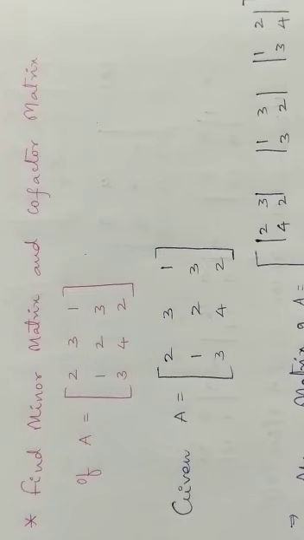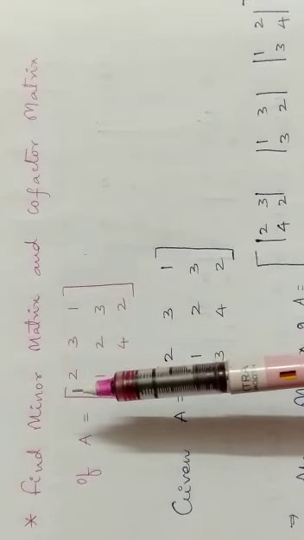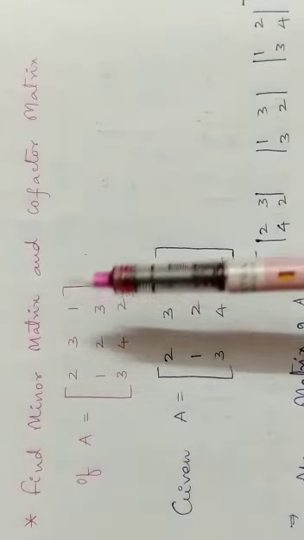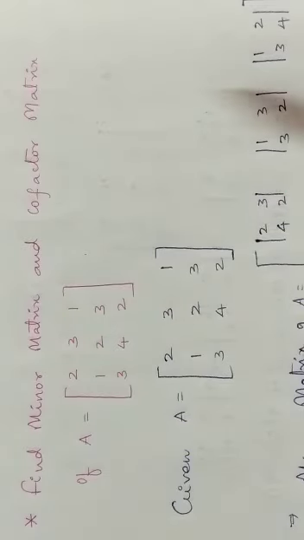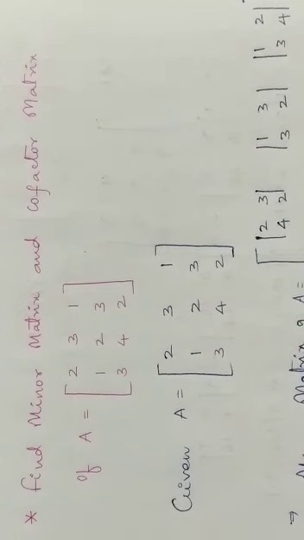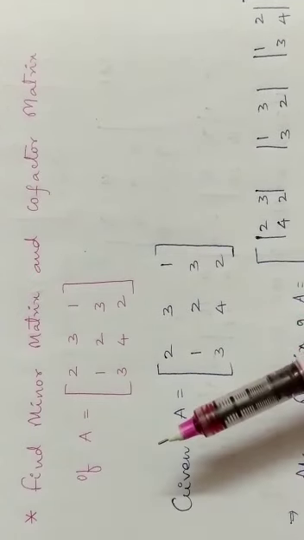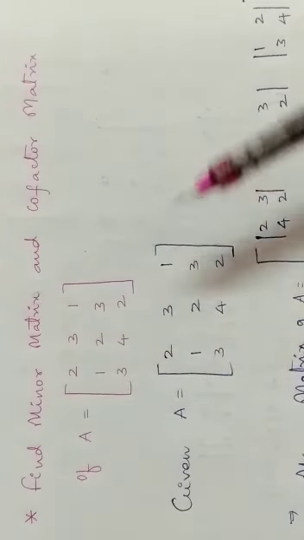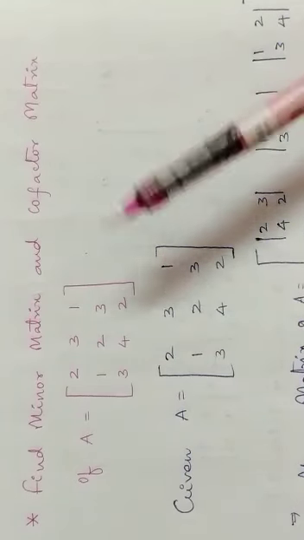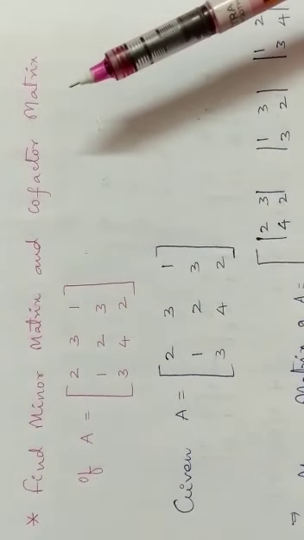Now we try to discuss how to find minor matrix and cofactor matrix. This is a very important concept, so listen carefully. A matrix is given. For this matrix, you need to find the minor matrix and the cofactor matrix.